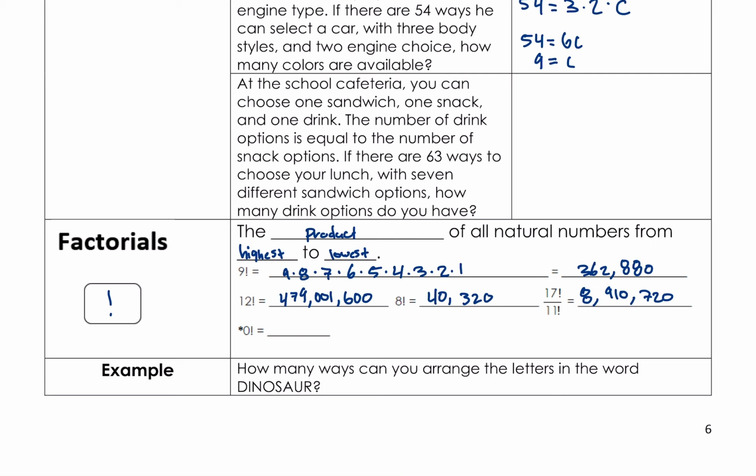Now the one exception to this rule is 0 factorial. So normally I would start at my number and I'd go down to 1. But 0 is already less than 1. But we do have an exception for 0 factorial. It doesn't equal 0. 0 factorial equals 1, and it always equals 1. That's just something that we'll need to remember, or if you do forget, you can put 0 factorial into your calculator, and it'll tell you that 0 factorial equals 1.